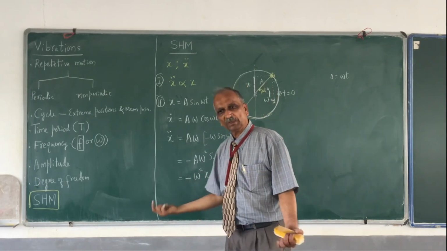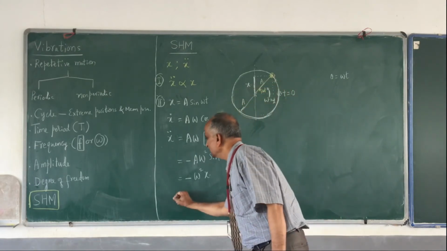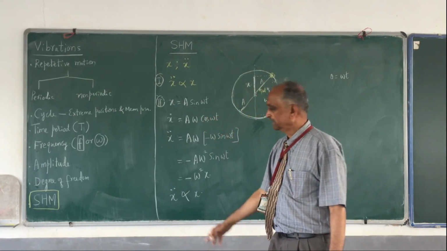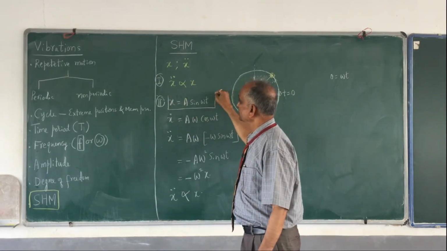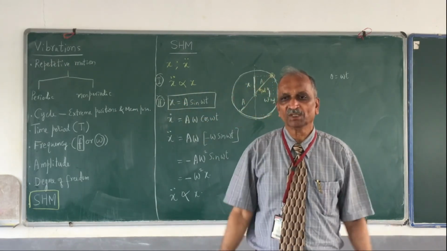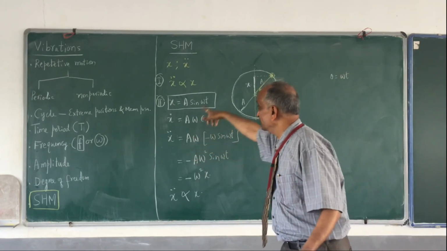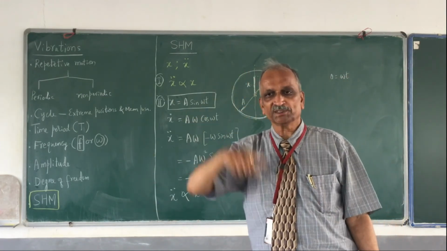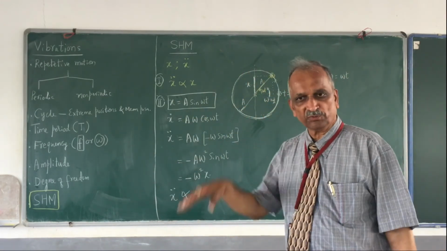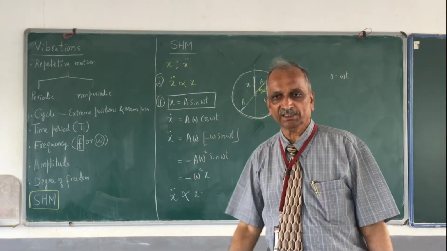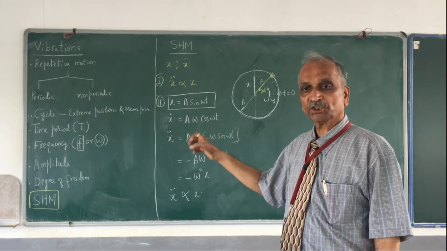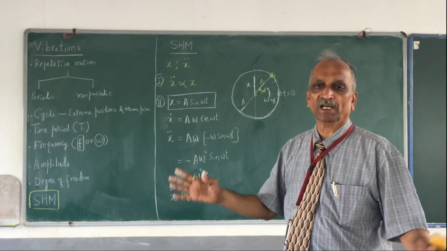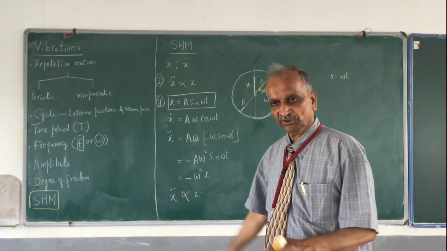What is this omega square? Omega square is a constant. So I have x double dot directly proportional to x, and therefore the motion x equal to a sine omega t is nothing but simple harmonic motion. Making use of this, consider a particle moving along the circumference of a circle at a constant angular velocity omega, whose radius is a. Then the projection of the particle on a vertical diameter indicates a simple harmonic motion. So this is another definition.